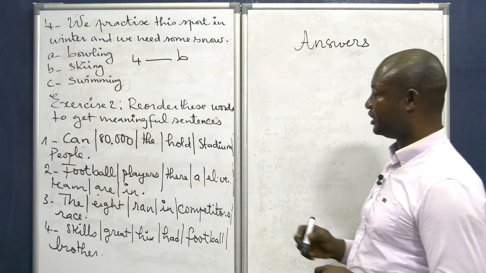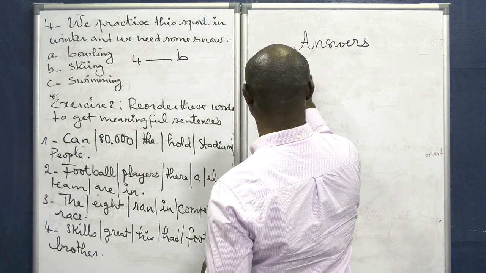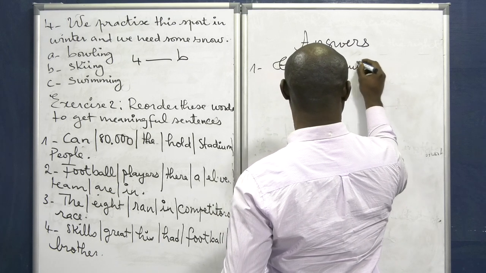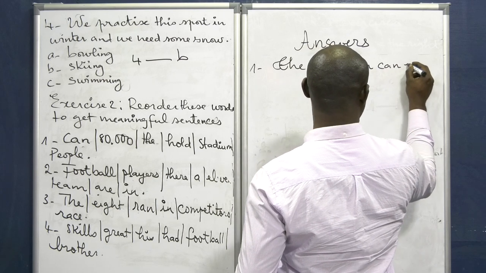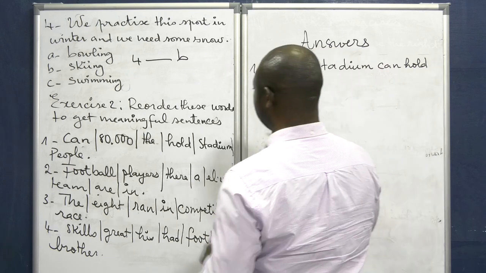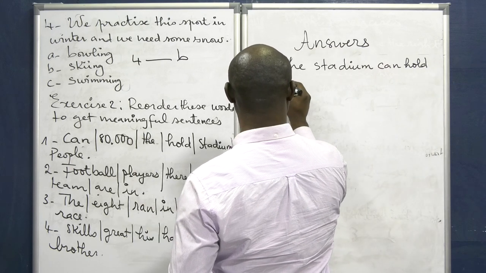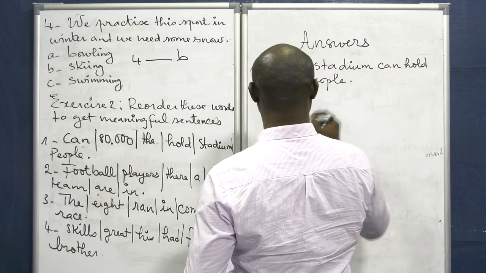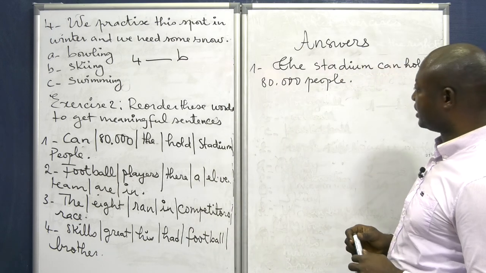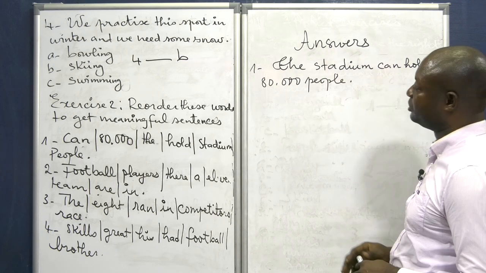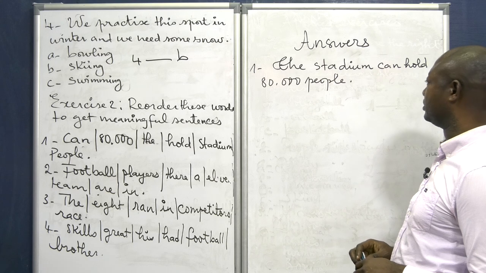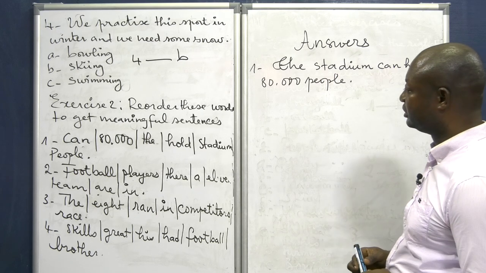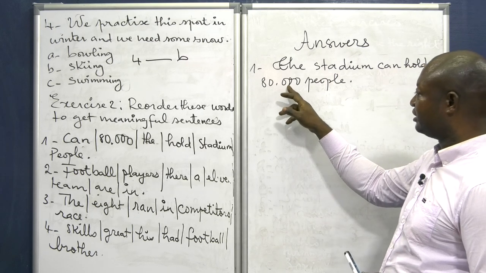We say the subject: we have the definite article the, stadium, can, a modal verb, hold, the main verb is hold. We have 80,000 people. So what is it? The right answer is the stadium can hold 80,000 people. Non, le stade peut recevoir 80,000 personnes. So in English, we have 80,000 people.